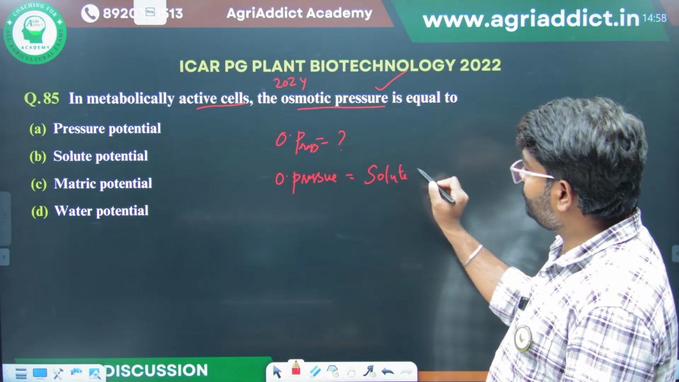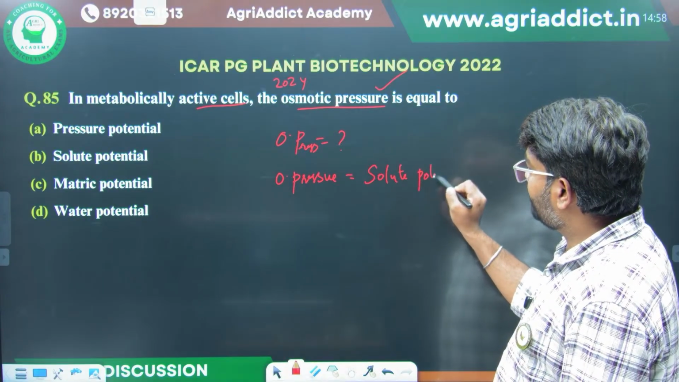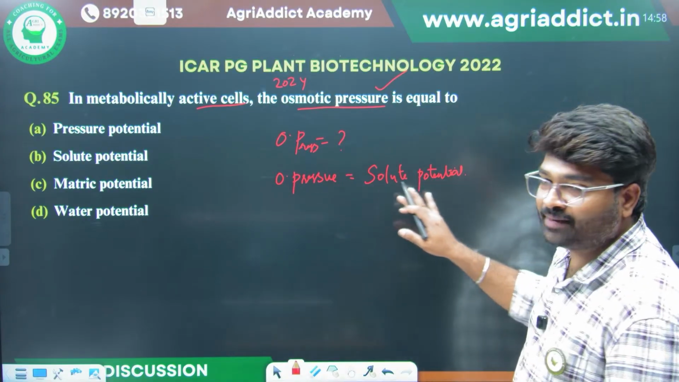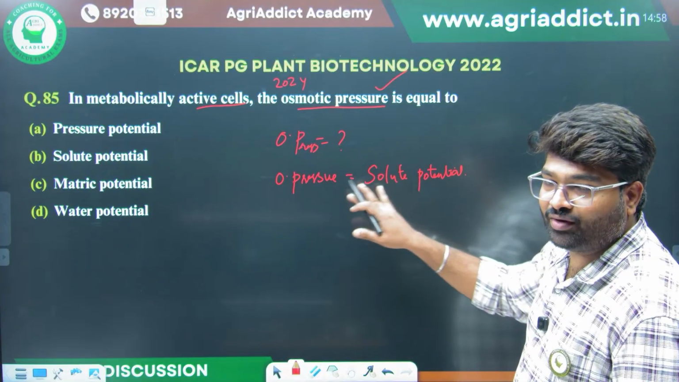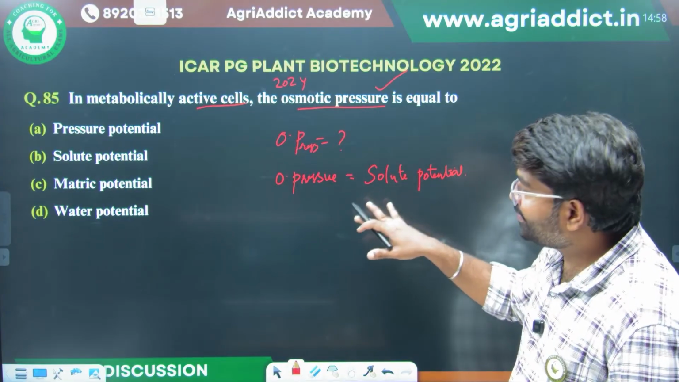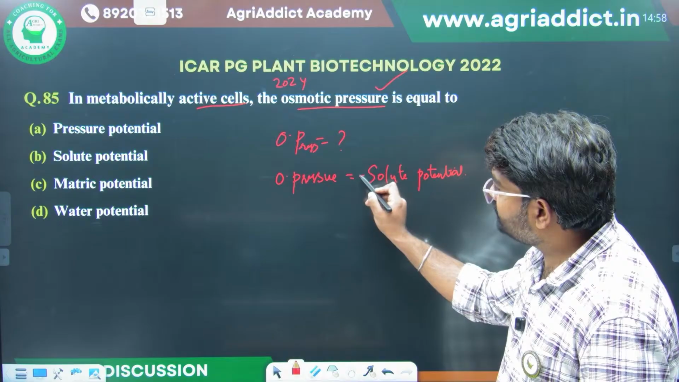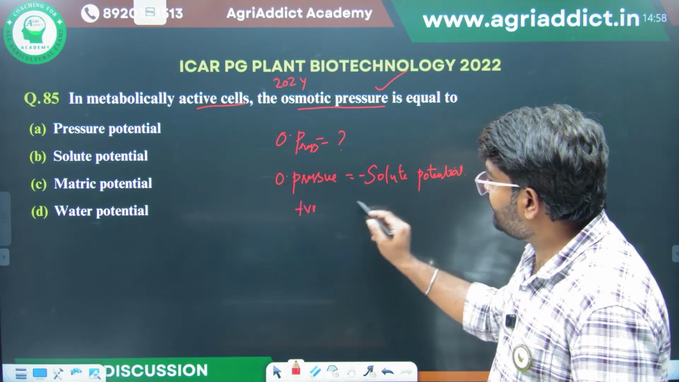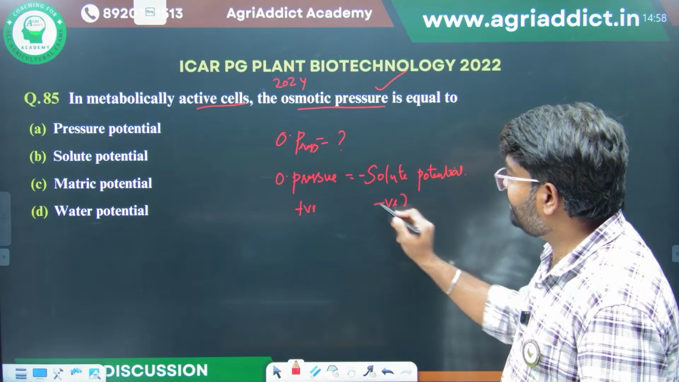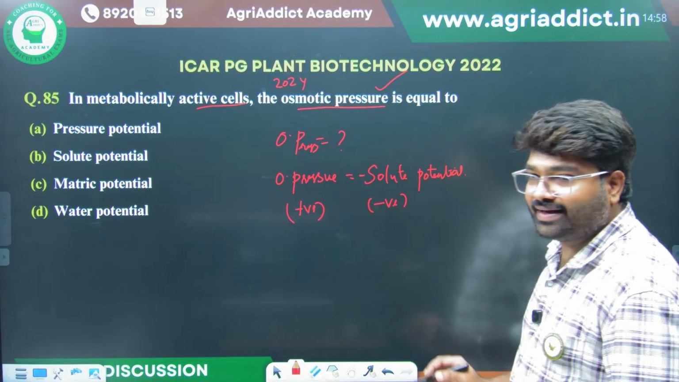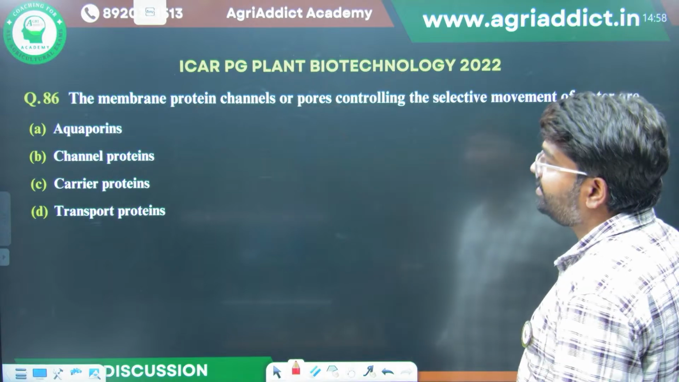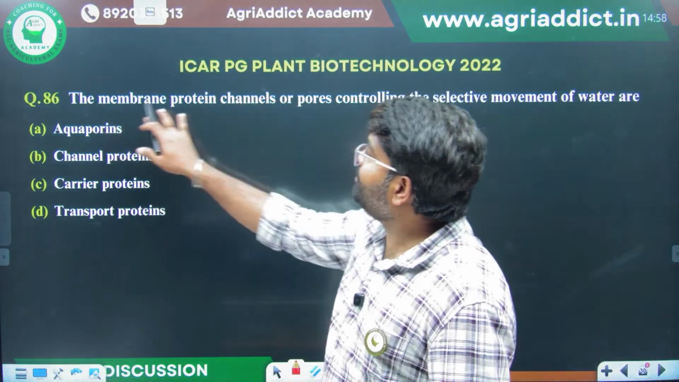Another thing you have to remember. This osmotic pressure and solute potential will have the same value, that means they will be equal. But they will have opposite signs. Osmotic pressure will be positive. Osmotic potential will be negative. Clear? This is another important point you have to remember.